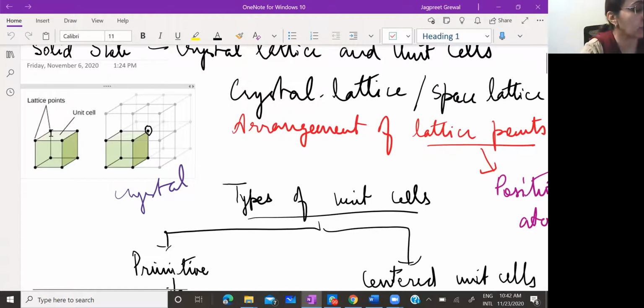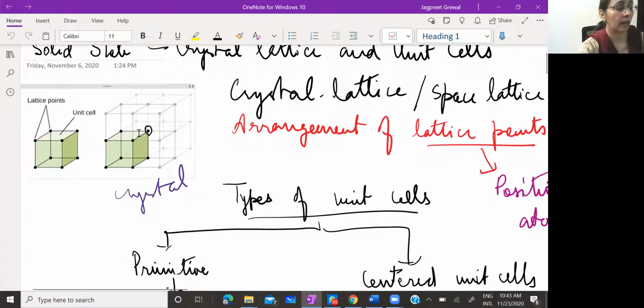And what are the lattice points? As you can see, the dots over here are called the lattice points. These are the positions, the locations of the particles. So we represent the locations with the help of the dots. And when we extend it in all the three dimensions, we get a complete crystal lattice.